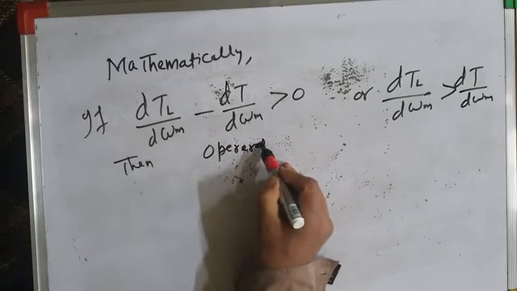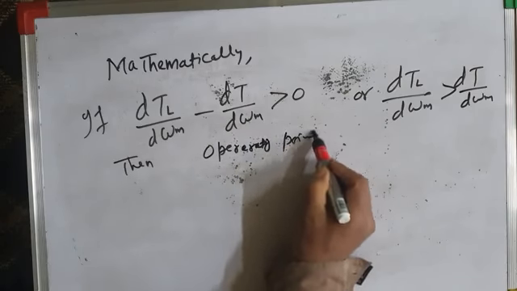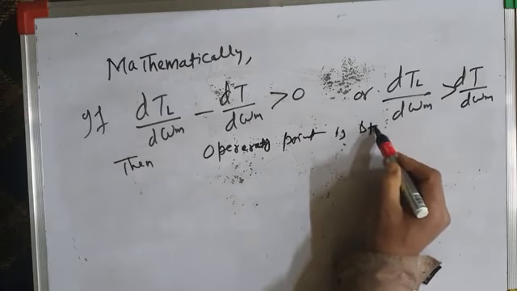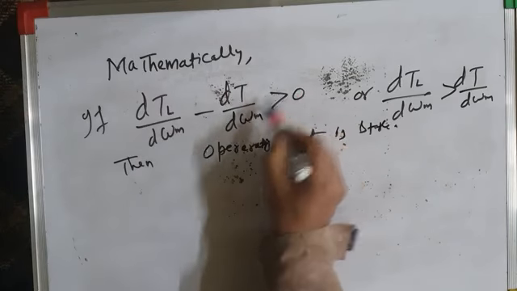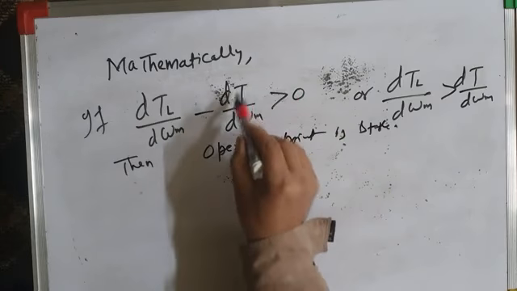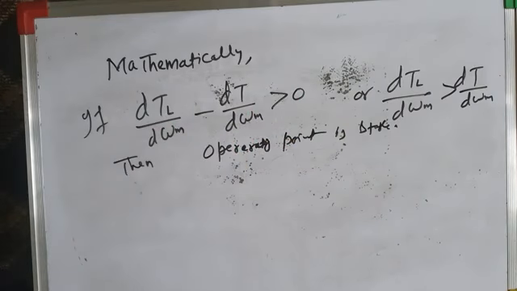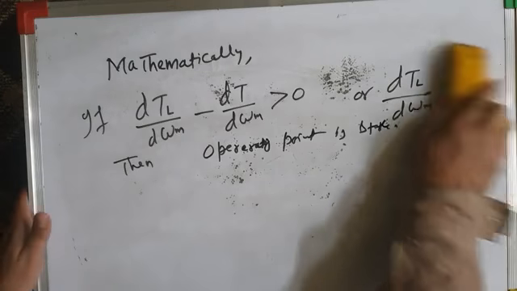So if dTL by d omega m minus dT by d omega m is greater than 0, then the operating point is stable. On the other hand, if this is negative, that means if dT by d omega m is greater than dTL by d omega m, then the operating point will be unstable. Let us try to prove this. Can we mathematically prove it? Let's try to prove this. Proof.